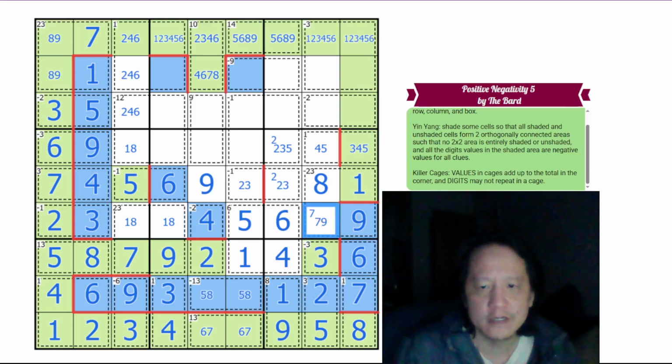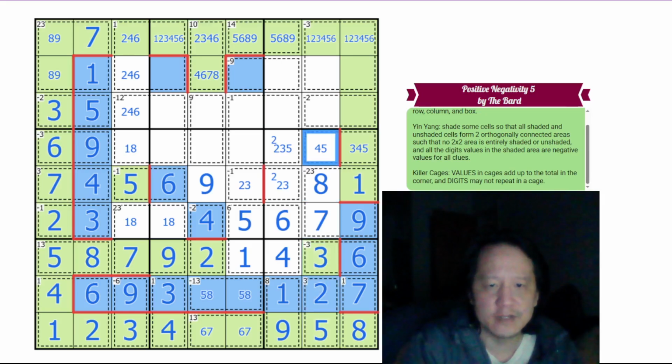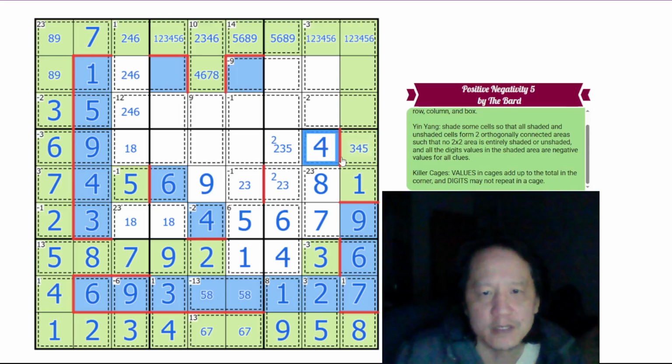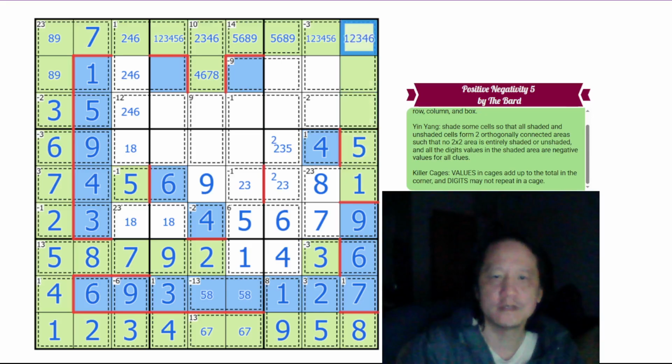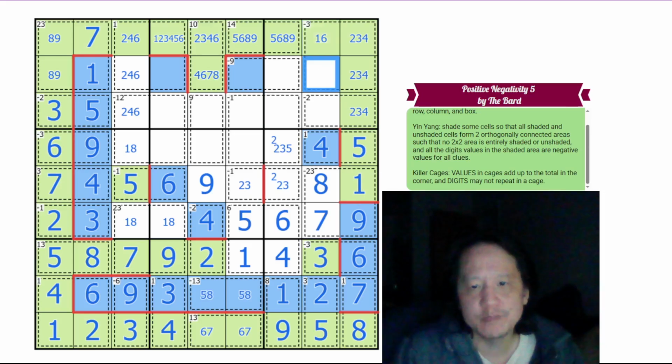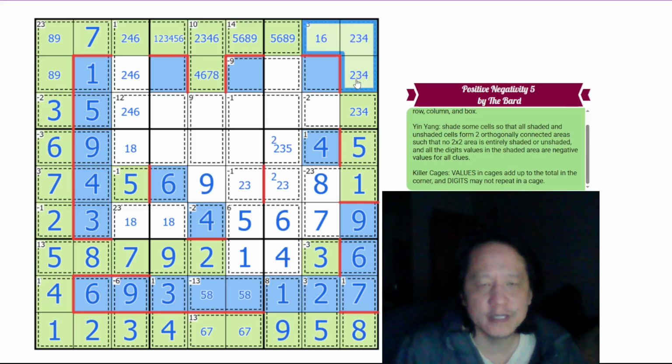9 eliminates 9 here, so it's 7. 5 eliminates 5 here, so it's 4. This is the positive, and this must be the negative. So this is blue. It has to be 5. That means this can't be 5 or 6 here, or 1. This is a 2, 3, 4 triplet. No 2, 3, 4, or 5, so this is 1 or 6. This must be blue because of the 2x2 area that's all green. And this must get you -3.